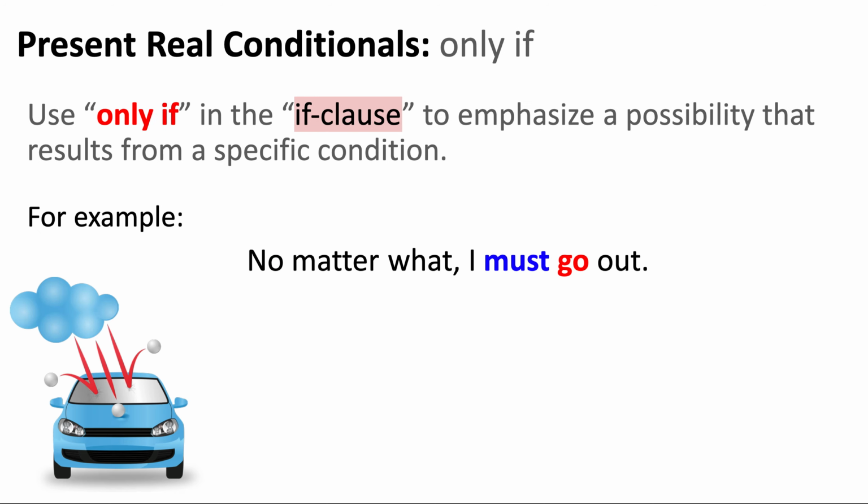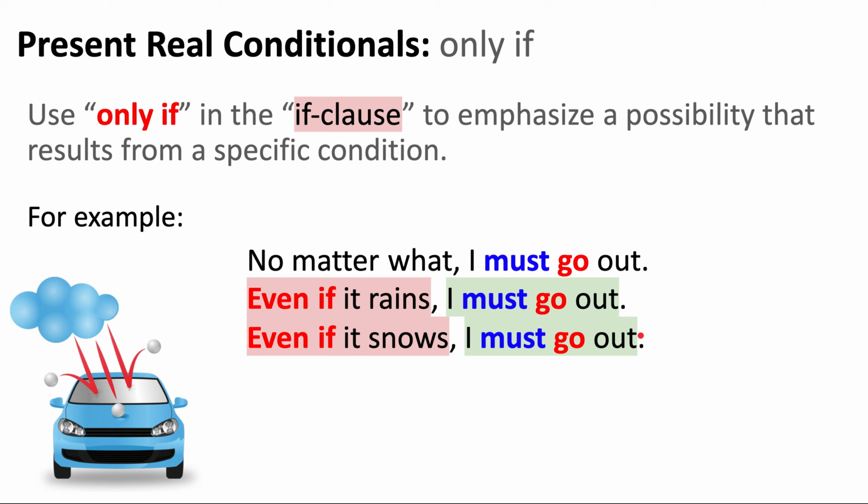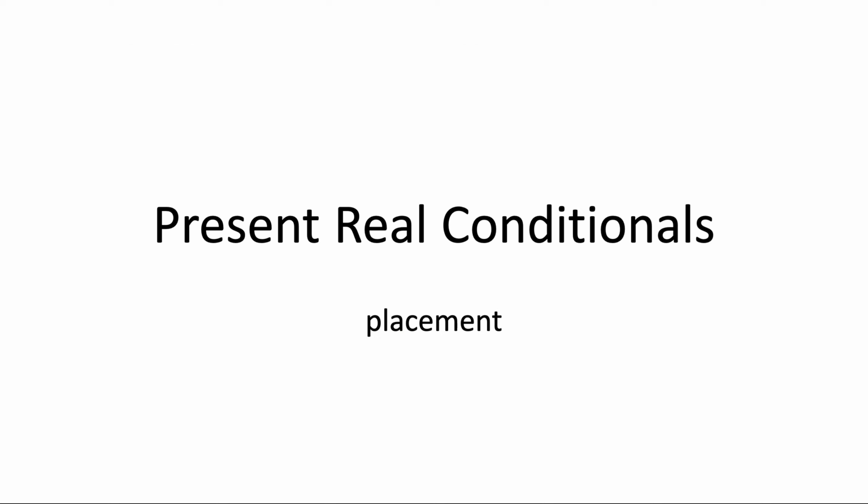Now, let's look at only if. We use only if in the if clause to emphasize a possibility that results from a specific condition. For example, no matter what, I must go out. Even if it rains, I must go out. Even if it snows, I must go out. But I must stay home only if there is hail. Here, only if means that if there is hail, I will stay home, but for any other condition, I will go out.